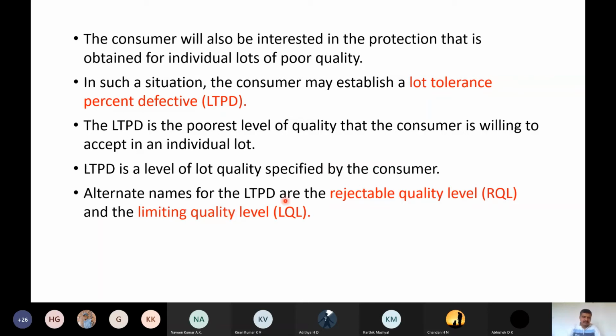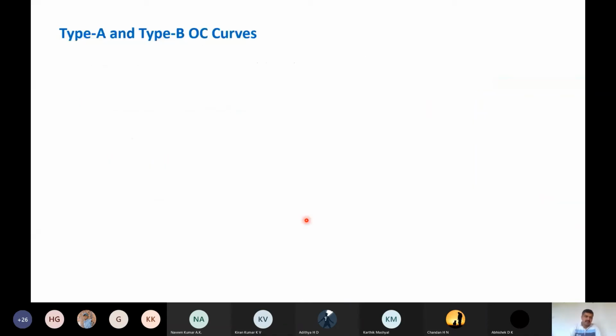Next, LTPD is a level of lot quality specified by the consumer. Alternate names for the LTPD are the rejectable quality level or limiting quality level. Instead of using lot tolerance % defective, you can use these terms also. Next, type A and type B OC curves.